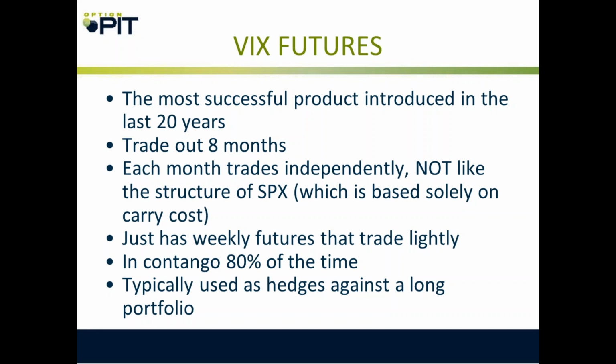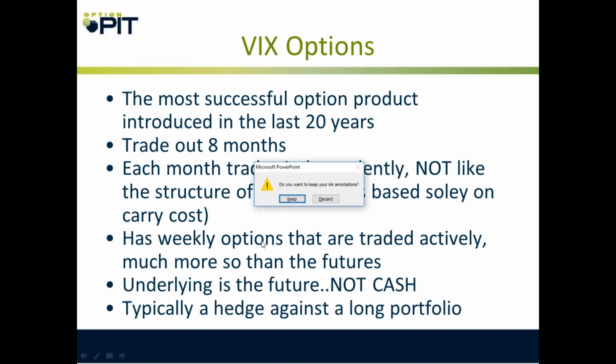It is in what's called a contango 80% of the time. What is contango? Contango means that the VIX future is trading higher than cash, and the front month VIX future is trading less than the second month future, which is trading less than the back month future. All right, I can show you what contango looks like.